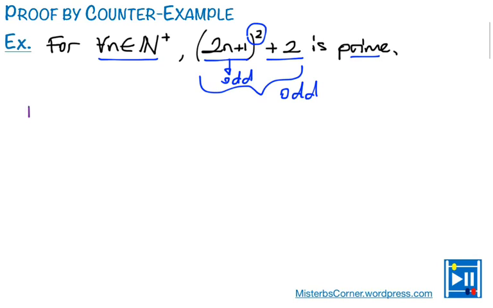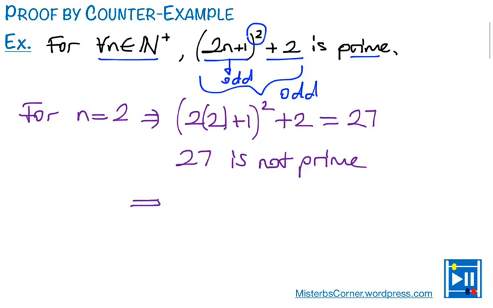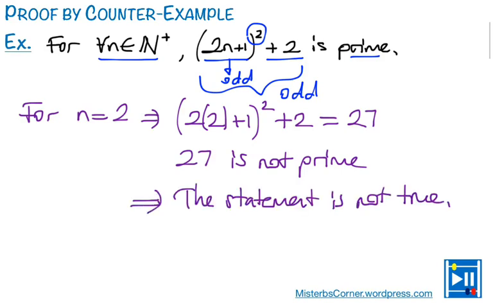So we can say for, let's say, n equals 2, this becomes (2 times 2 plus 1) squared plus 2. So 2 times 2 is 4, plus 1 is 5. 5 squared is 25. And 25 plus 2 is 27. Well, 27 is not prime. So we can say the statement is not true. So you can see that actually we are disproving statements.